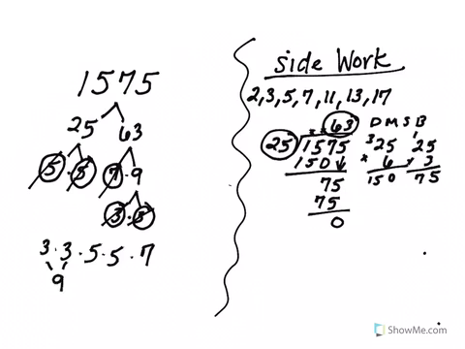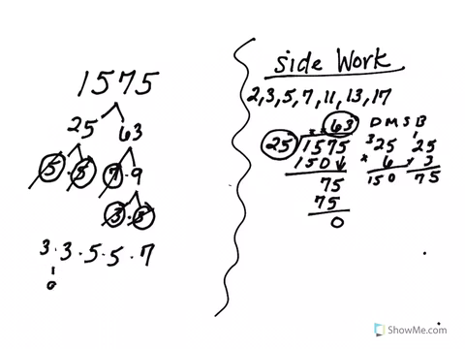3 times 3 is 9. 9 times 5 is 40. 40 times 5 is 200. And 200 times 7. Oh my goodness, hopefully you guys were keeping up with me and realized that Miss Harrison made a boo-boo. I'll start that over.